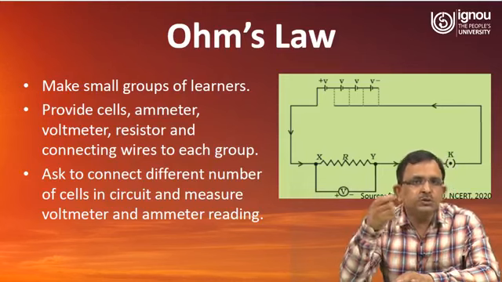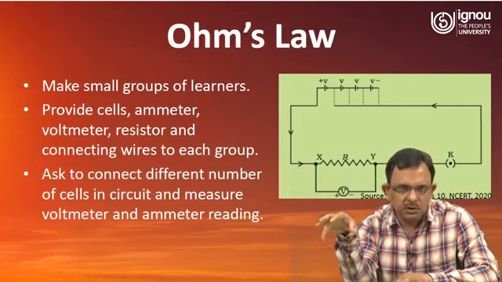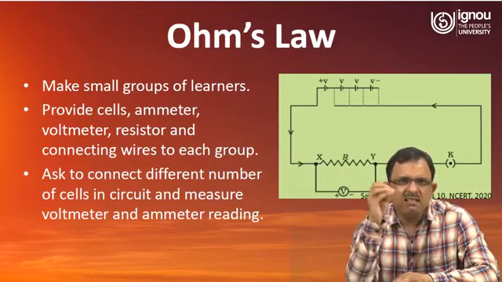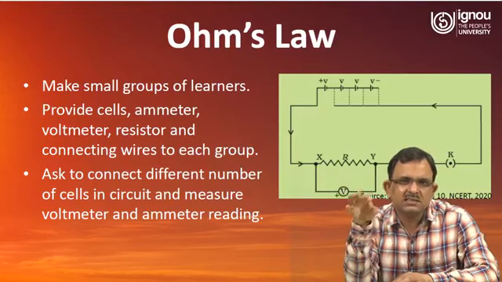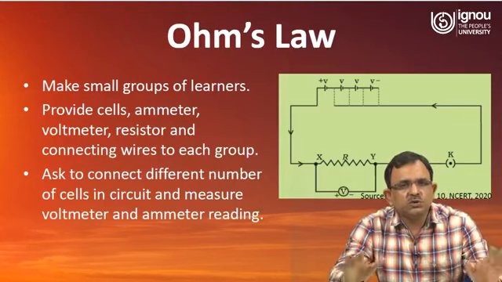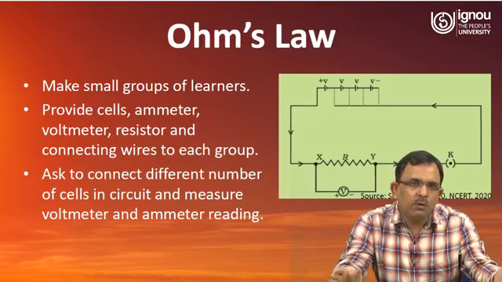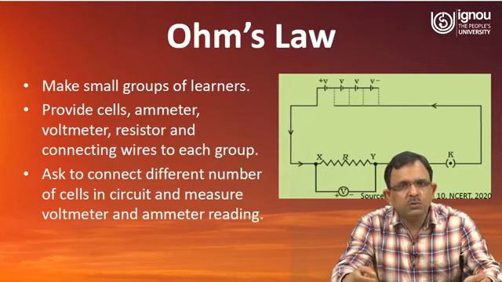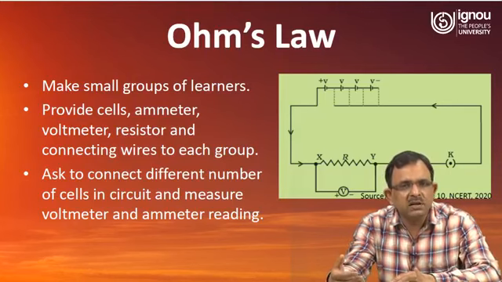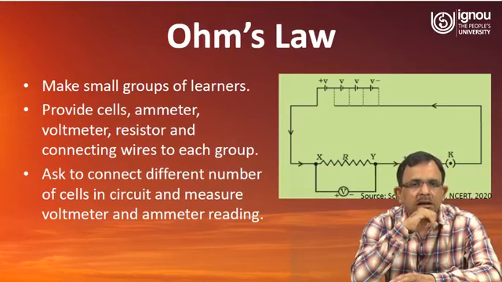So what do you need to do? I am suggesting an activity: make some small groups of your learners, and provide each group with cells, an ammeter, a voltmeter, resistors, and connecting wires. Ask them to connect everything in a sequence, because they already know how an electric circuit is established. Ask them to connect the cells in different numbers at different times, and just note down the readings of the ammeter and voltmeter.